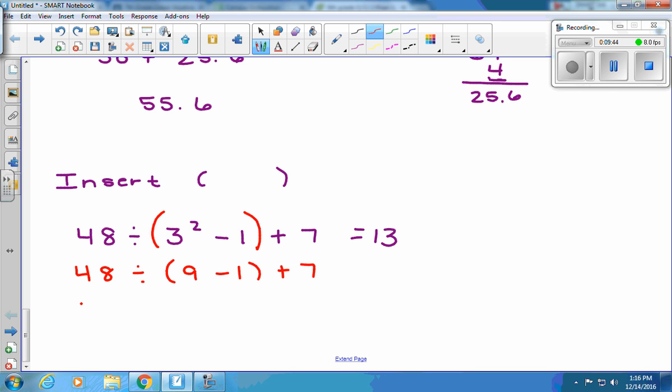So I'm going to say 48 divided by, what's 9 minus 1? 8. Plus 7. What's 48 divided by 8? 8 times 6 is 48, right? 6 plus 7 is 13, because I need to make sure that it equals this. So now I did a guess and a check and it showed my work. I would have to insert parentheses right there.